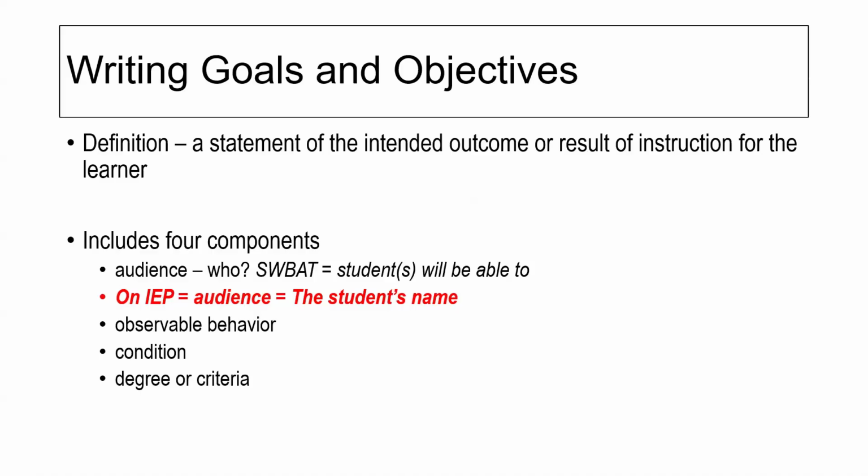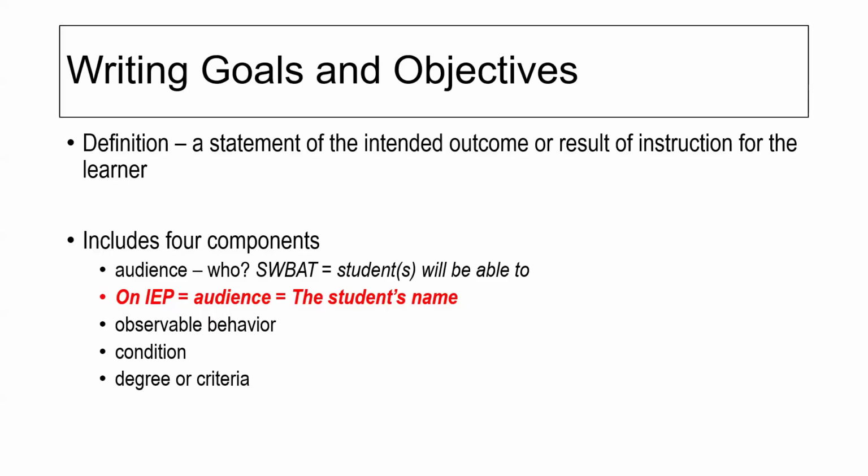When you're writing goals and objectives, the goal is a statement of the intended outcome or result of the instruction for the learner. The goals and objectives are the heart of the specialized instruction that a student with a disability is to receive through the IEP. The other section is accommodations and modifications. However, the real heart of an IEP is those goals and objectives. That's the unique specialized programming that the student is to receive.